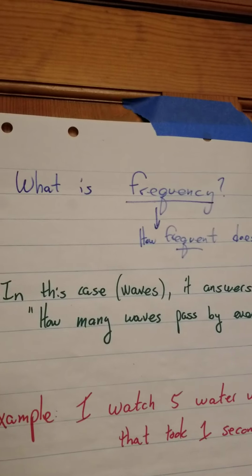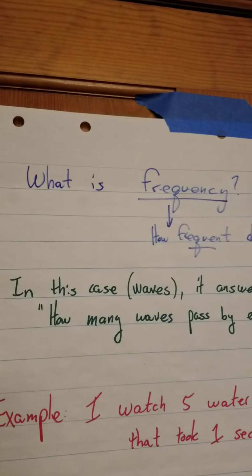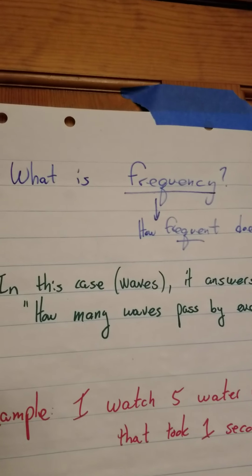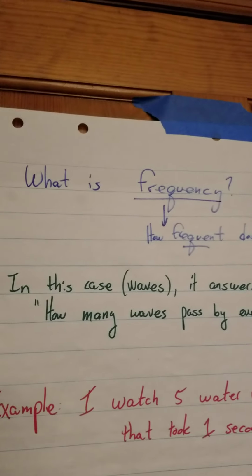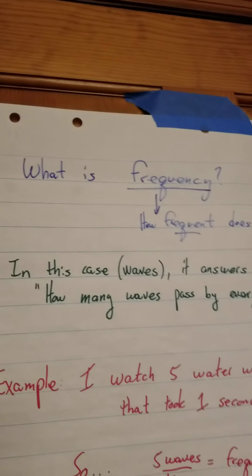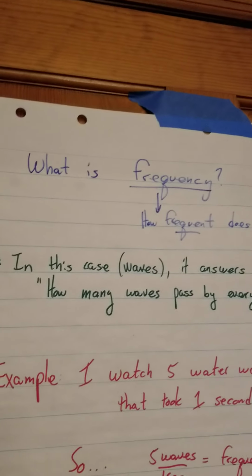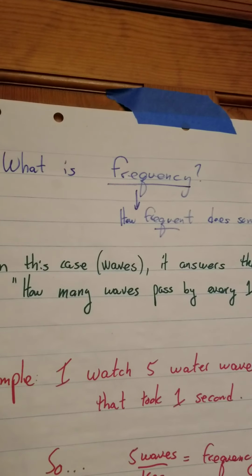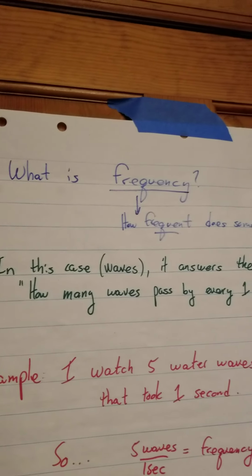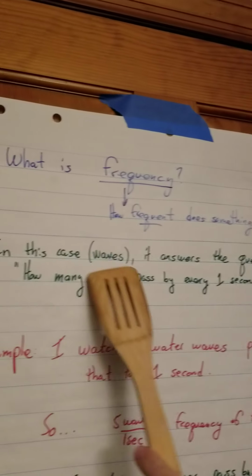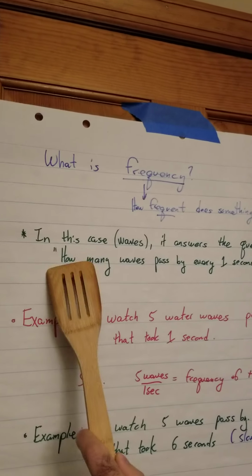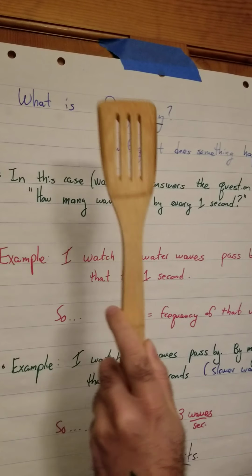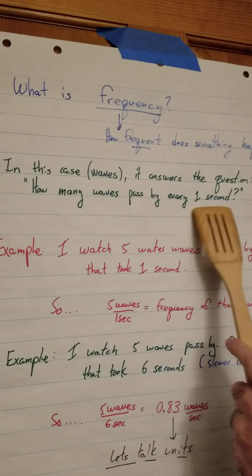How frequent do you have meals at home? 2 times a day. And guess what? That's still a frequency. How frequent do you go to the bathroom in a day? Well, depends how you're feeling. Sometimes 1, sometimes 15. But that's all that many times per day. How many times does your heart beat per minute? That's a frequency. How many times do you breathe per minute? That's a frequency. So all of these things are frequencies. So right now we're looking at the frequency of a wave. So in this case, for waves, it answers the question, how many waves pass by every 1 second? How frequently do waves pass by in 1 second?